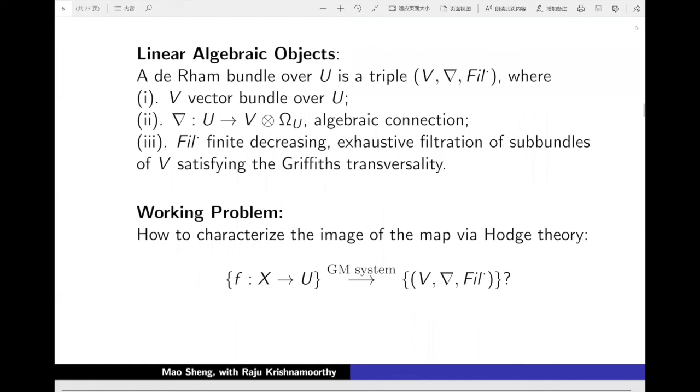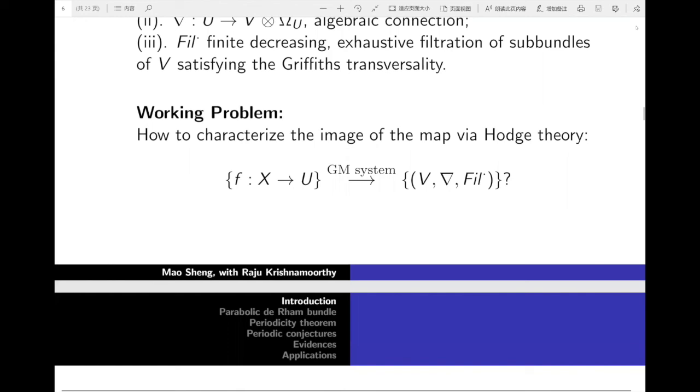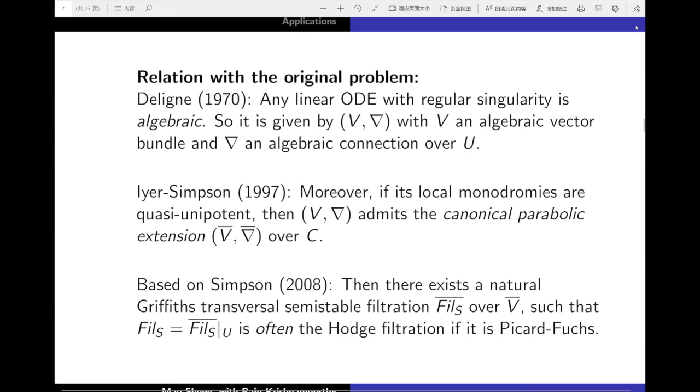Picard-Fuchs. So let me start with the classic work of Deligne. In his Riemann-Hilbert correspondence, he showed that any linear ODE with regular singularity is algebraic. So we can start with this algebraic vector bundle with algebraic connection over U.